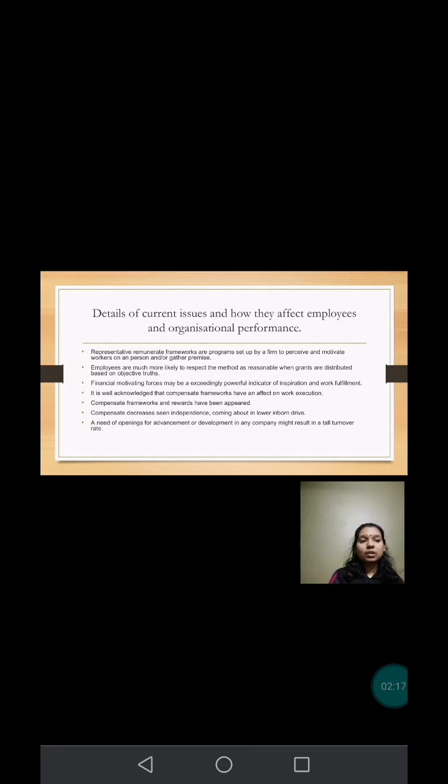Second would be employees are much more likely to regard the method as reasonable when rewards are distributed based on objective facts, and they are more likely to gain exact information of what has been expected of them. This will persuade them to achieve the target performance result. Thirdly would be financial incentives may be an exceedingly powerful indicator of motivation and work satisfaction, leading to noteworthy rewards in terms of company performance. However, monetary incentives may not always result in the desired results.